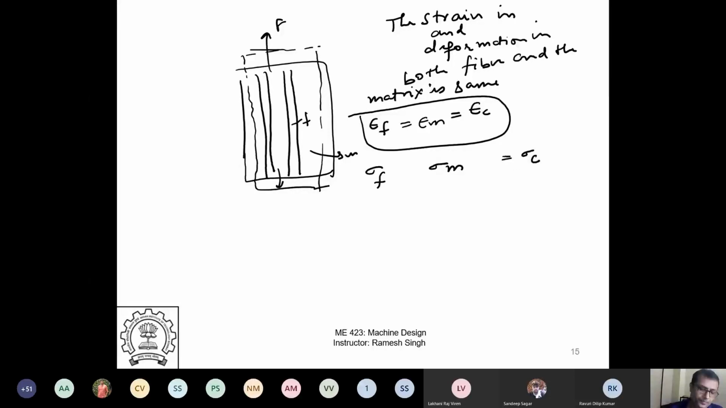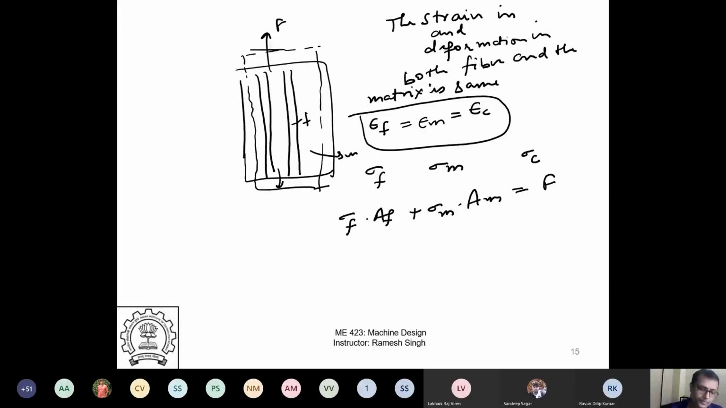So basically, if you want to see this, it will be sigma F times AF, which is the area of this total cross-sectional area of the fiber, will be the force, right? Sigma F AF plus sigma M AM, area of the matrix, should be equal to total force. Total force is shared by the fiber and the matrix. Of course, fiber will share more of it.